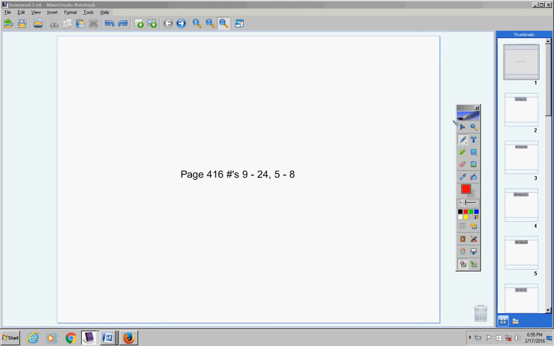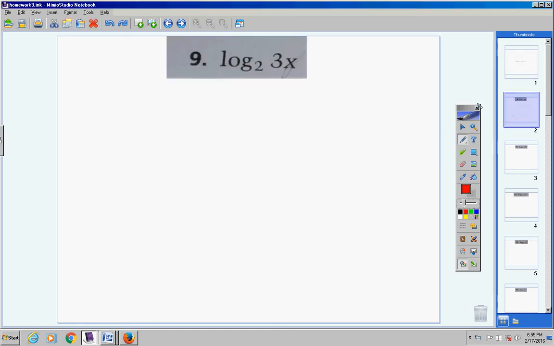Now, let's start off with obviously numbers 9 through 24. The directions say to expand the expression. Now, in my class, when I ask you to expand a logarithmic expression, I expect you to do that as far as you can, okay?